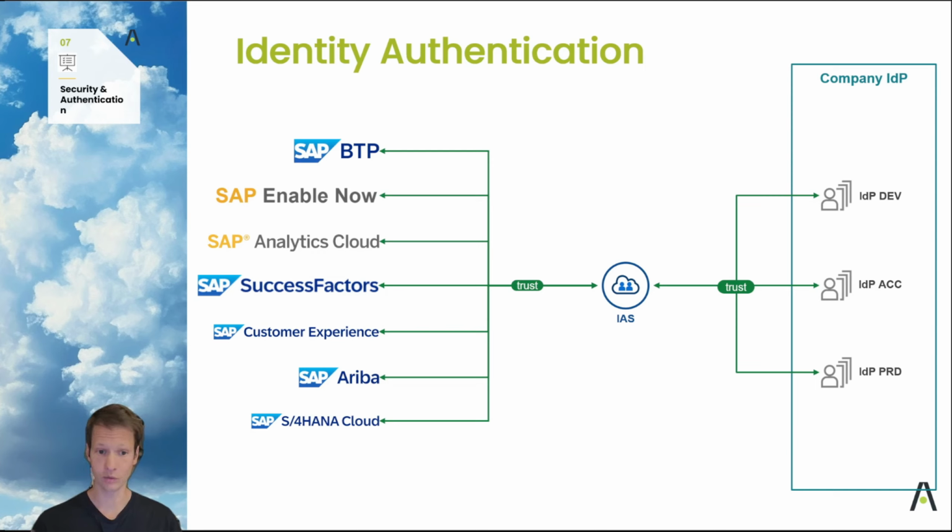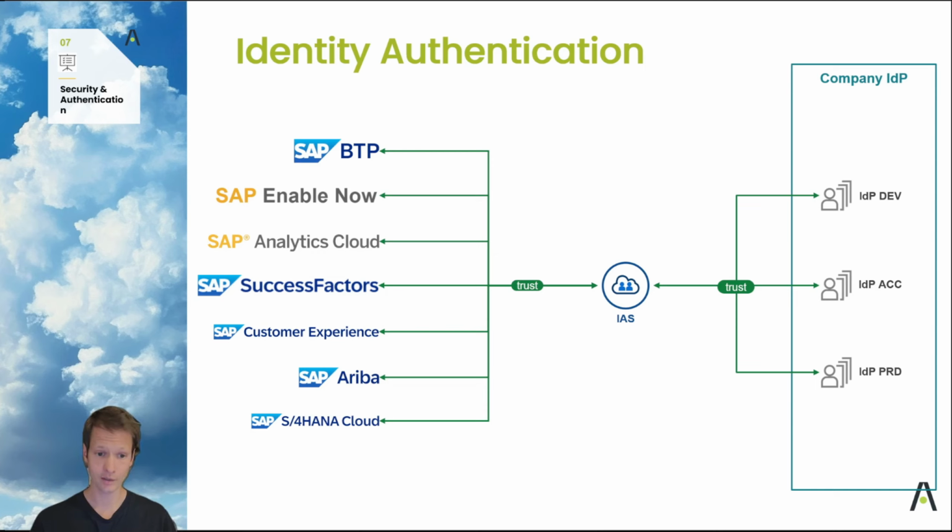Same for Joule. You can have Joule in Workzone or Joule in SuccessFactors. They are different applications in Identity Authentication Service, but it can handle the authentication across different applications. And with the same IAS, they share the same token, which allows this integration. And it also avoids a round trip to your corporate identity provider.